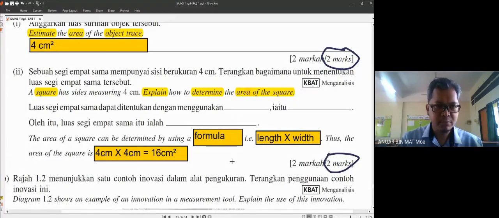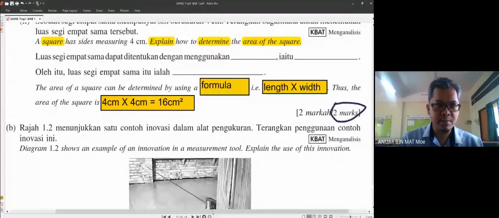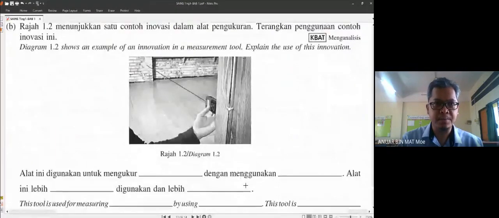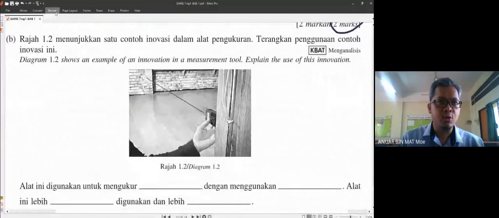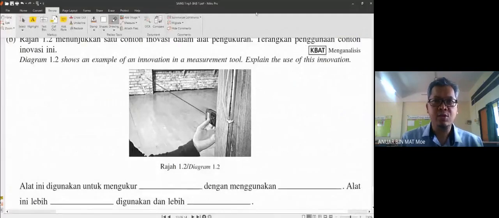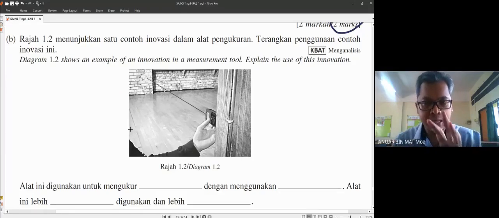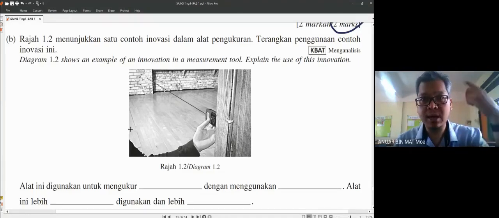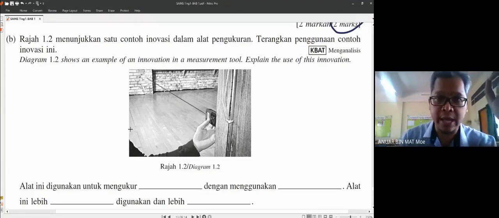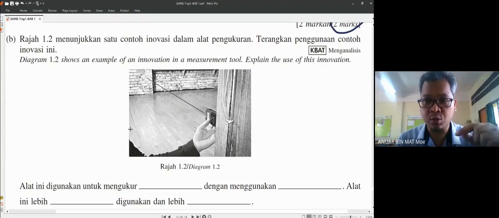Okay. Next one. Question number 2B. Question number 2B is a new question. It is not related to 2A. Dia tidak ada kaitan dengan soalan 2A. But this is an entirely new question, but same topic. Okay, because it's still question number 2.